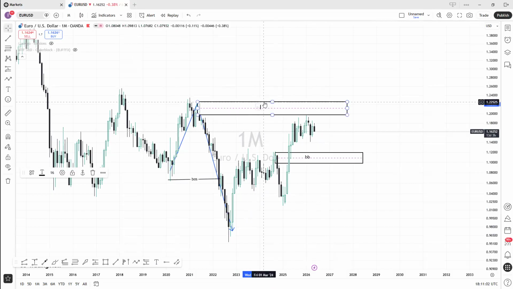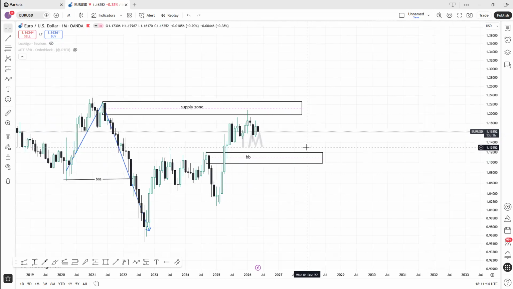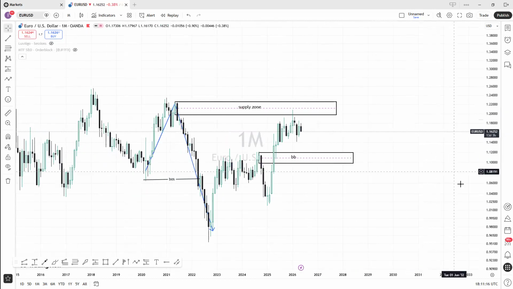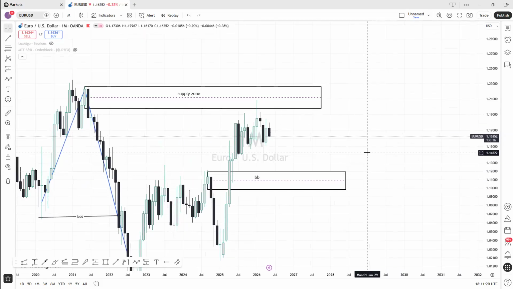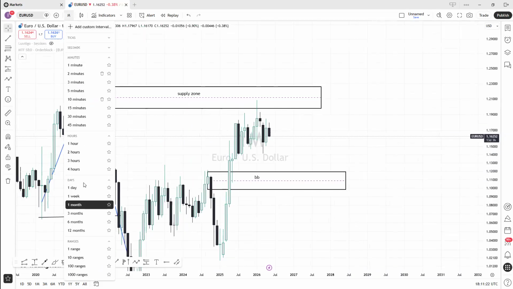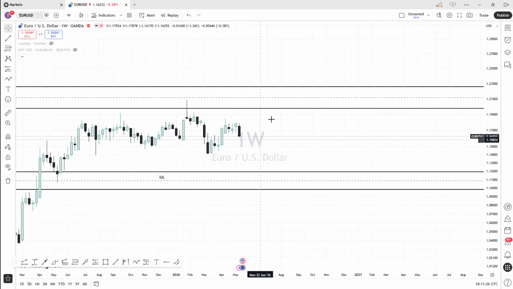So price reacted here, you have this supply, let us mark it out. Supply zone of the supply zone. So price reacted on that supply zone, our target is that breaker block on the monthly time frame. So bias is bearish until now. Until now, bias is bearish. To understand that, let us shift to the weekly time frame.